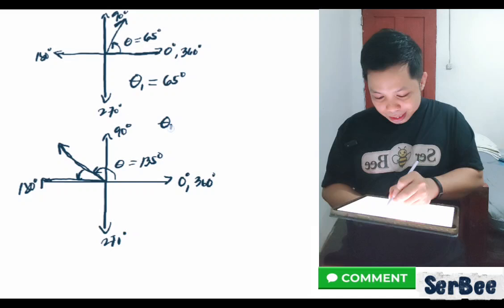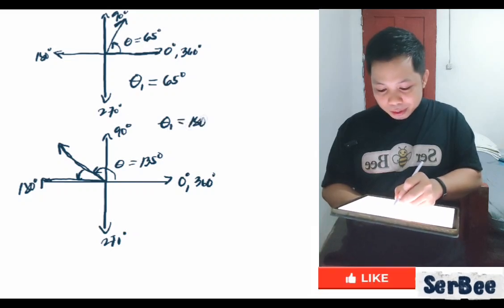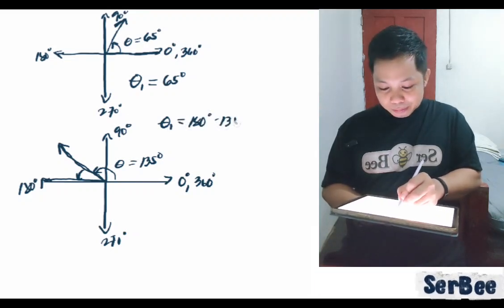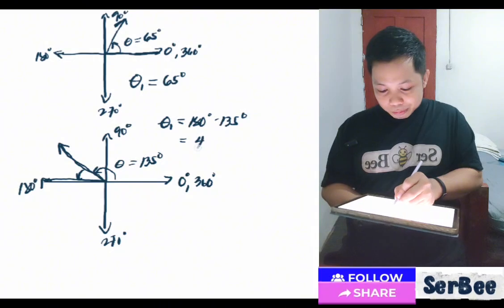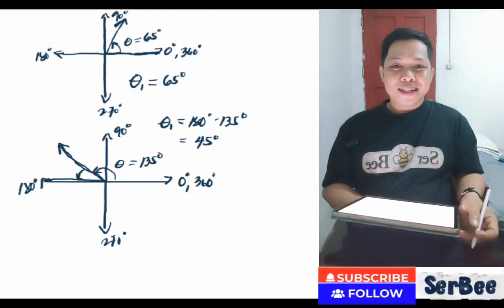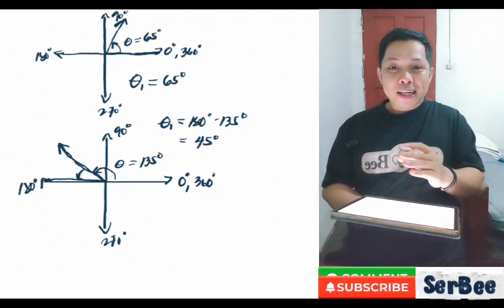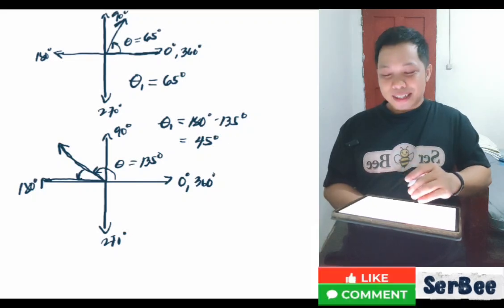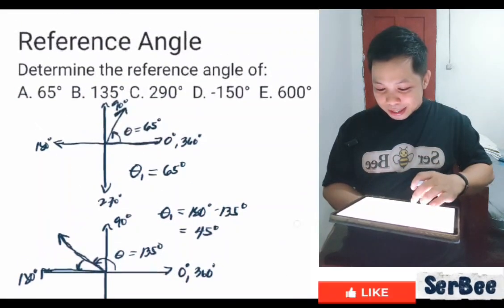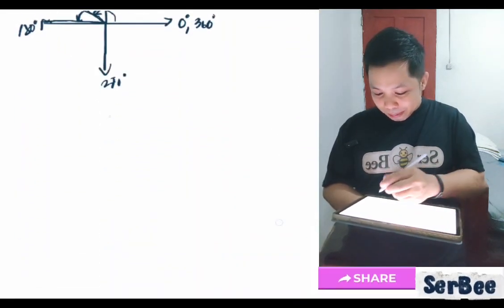So to get the reference angle, we simply subtract 180 and the angle 135 degrees. So that would be 45 degrees. Diba? 45 na lang ang kailangan niya para maging 180. Kaya sinubtract natin. So next is 290 degrees.